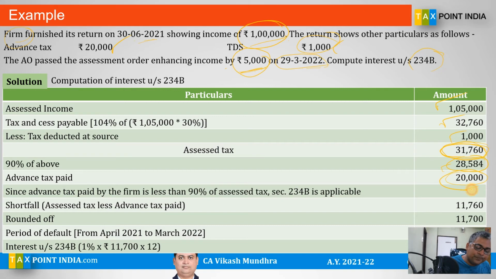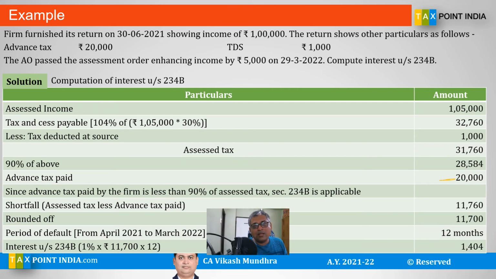If this figure exceeds 28,584, suppose this one is 29,000, in that case you paid 90% of your assessed tax liability by way of advance tax. Hence, you are not liable to pay interest under section 234B. But in our case, this is not the case. You paid only 20,000, which is short. Hence, you are liable to pay interest under section 234B.